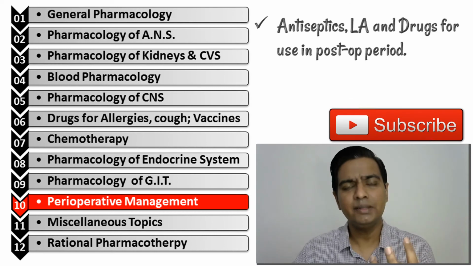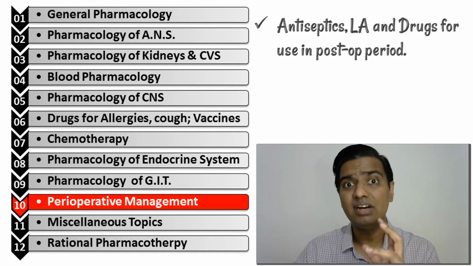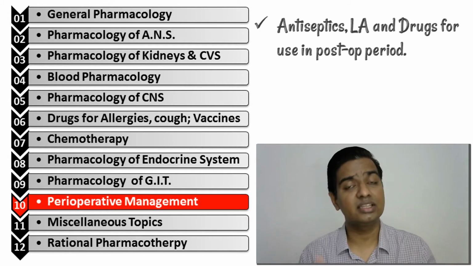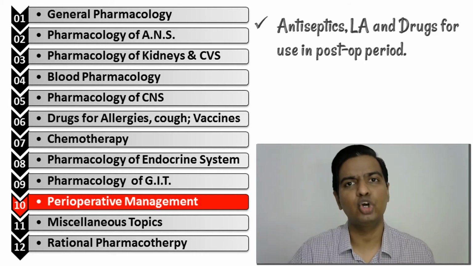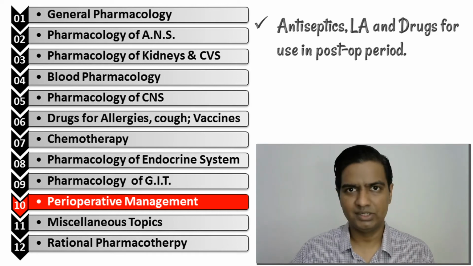The next unit is perioperative management. You need to have a little bit of understanding about antiseptics, local anesthetics, and drugs used in the immediate post-operative period, just because you might have to use this knowledge in the immediate post-operative period.